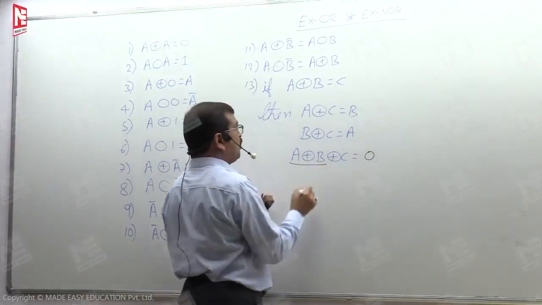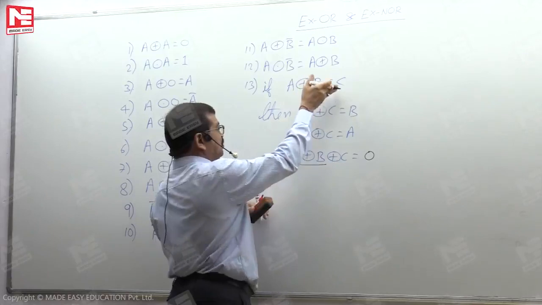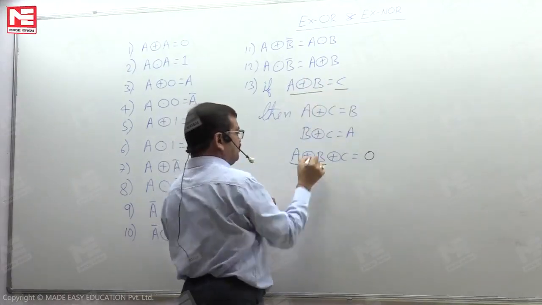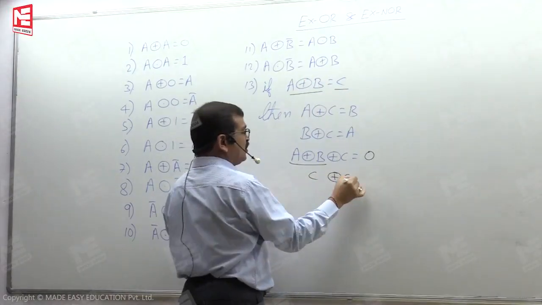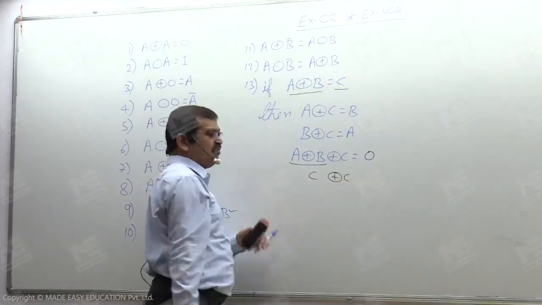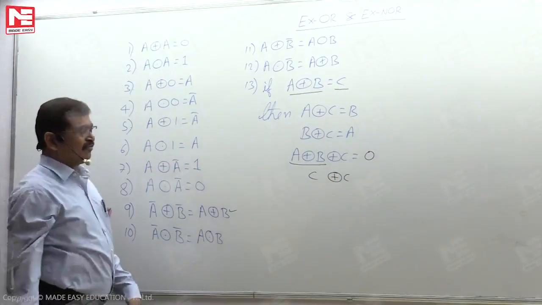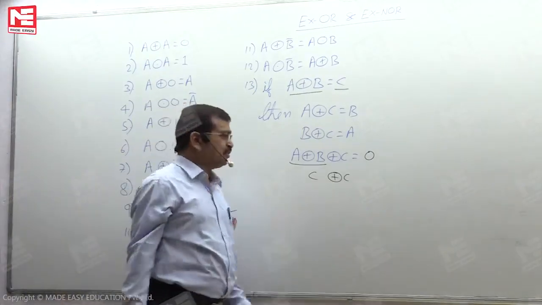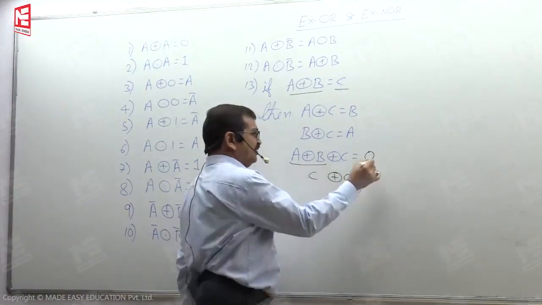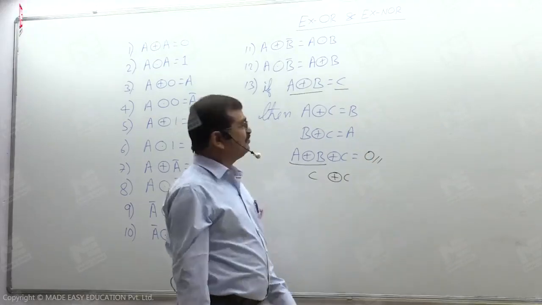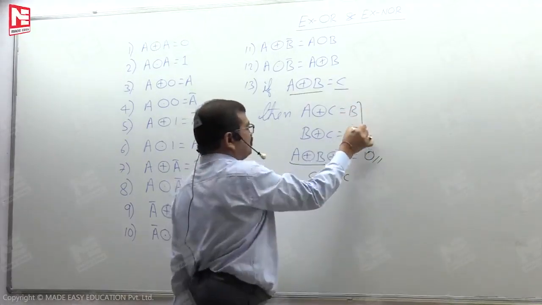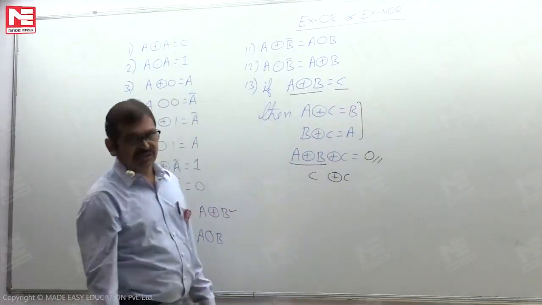Because A exclusive or B, based on the statement, is C. So C exclusive or C is a known thing for us. And of course, from the truth table, we know C exclusive or C must be 0. So this is 0. And coming to these other two, we need to check for one.